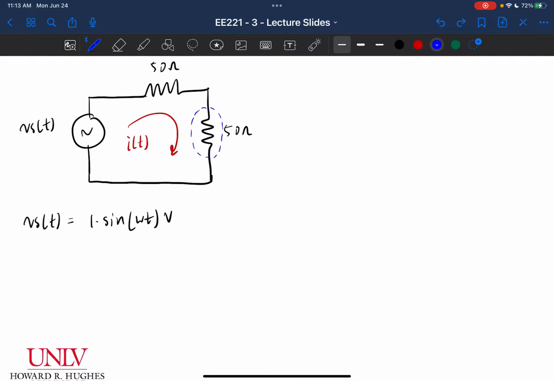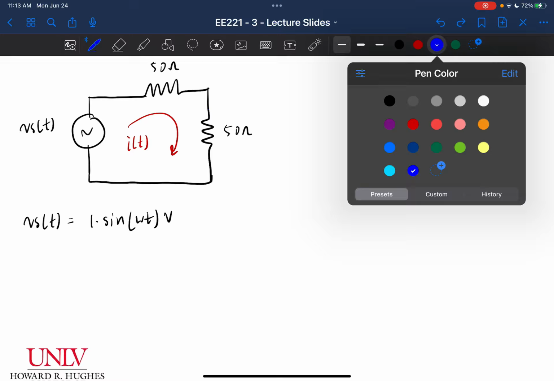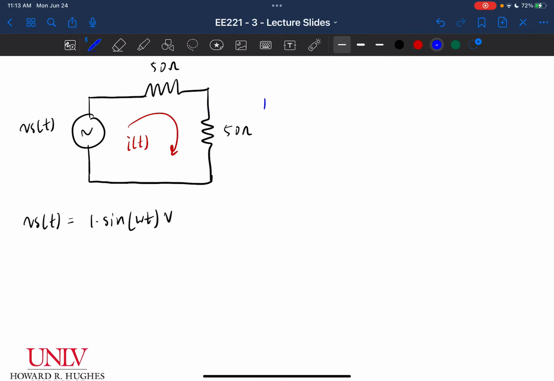I should go purple since I've been sticking with purple for power, and blue for voltage and red for current. I want to stay consistent. Let's call this V O of t or V out of t. And let me just go purple around this and say that we're interested in the average power dissipated by that resistor. Okay, so what will we do first?